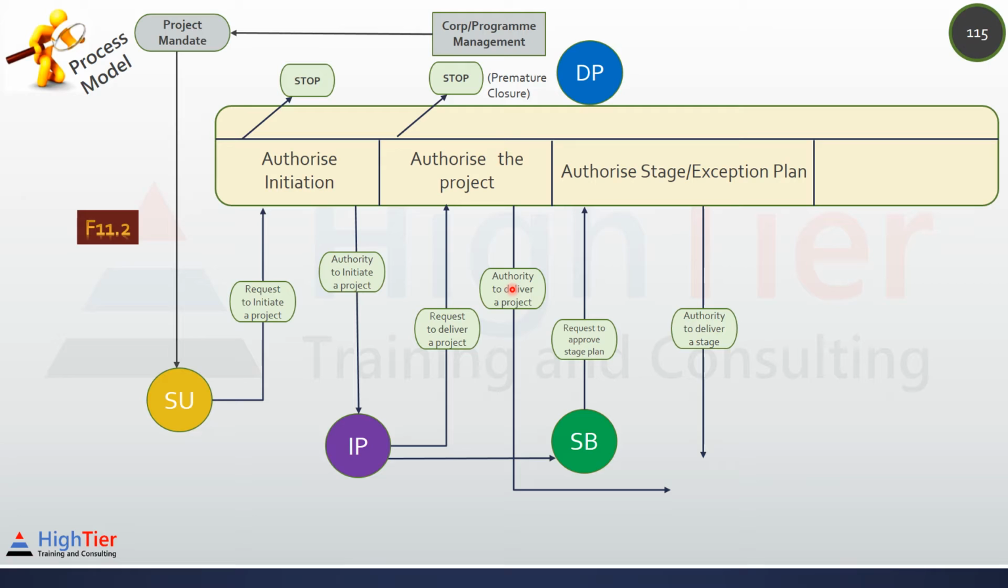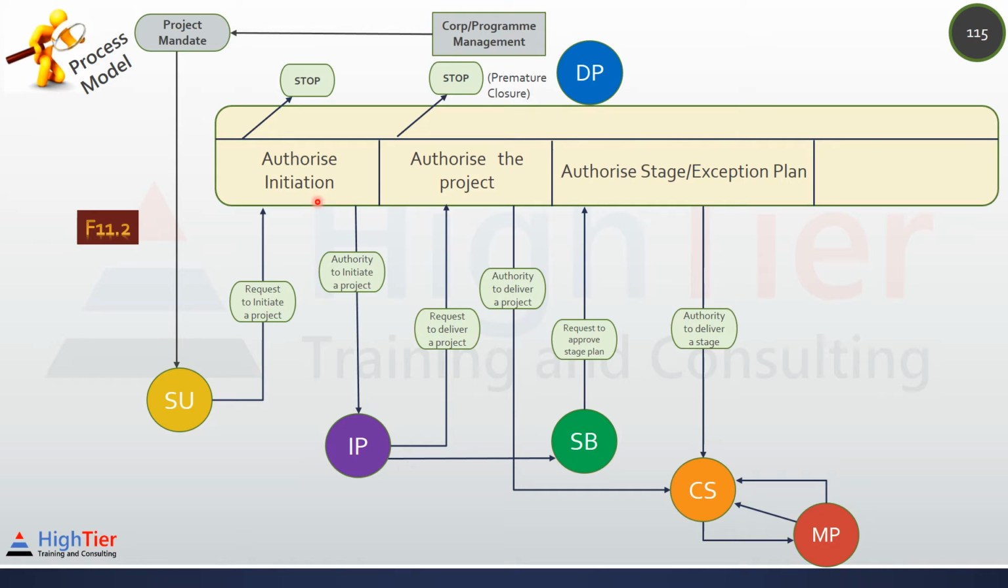Remember, we need 2 authorities: authority to deliver a project and authority to deliver a stage before we can start delivering the specialist product. Once the project is authorized for delivery and the stage plan is approved, we can start the delivery of the specialist product. The processes used are controlling a stage and managing product delivery. The CS and MP processes can happen many times till the final product of the project is delivered.